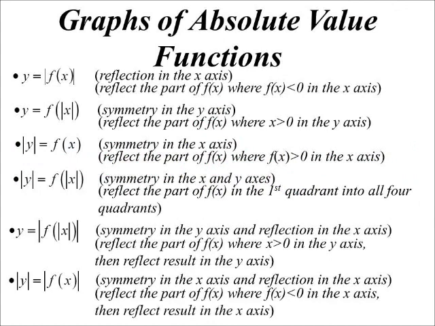Okay. Absolute value of y is equal to the absolute value of function x. That would be a combination of the first one and the third one, wouldn't it? Okay. Again, we're going to have some sort of symmetry in the x-axis and reflection in the x-axis as well. The effect we should see, we end up reflecting that part of the original function where the original function is negative. We would reflect that in the x-axis, and then that result gets reflected again. So here we go.